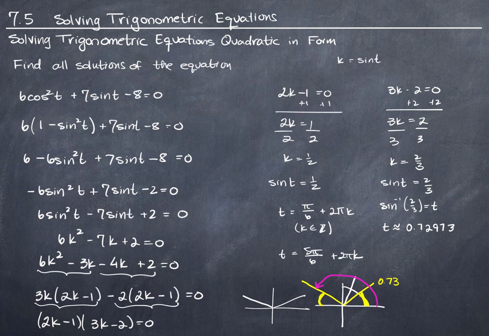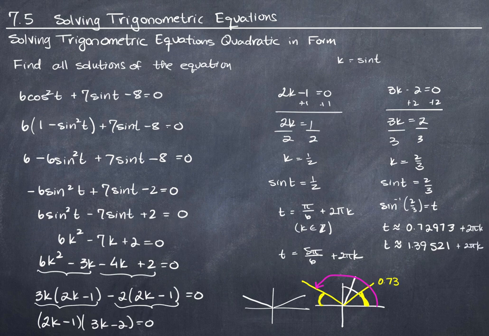I'm using my phone right now, so I'm having to use the memory function. I'm going to clear that, and then I'm going to say pi minus memory recall equals, and I get 1.3952. So my other angle, the angle in quadrant 2, is t approximately equal to 1.39521 radians. And then of course I need plus 2 pi k and plus 2 pi k.